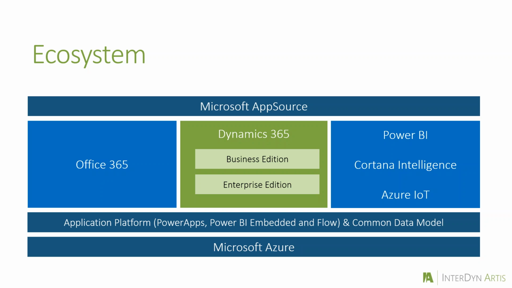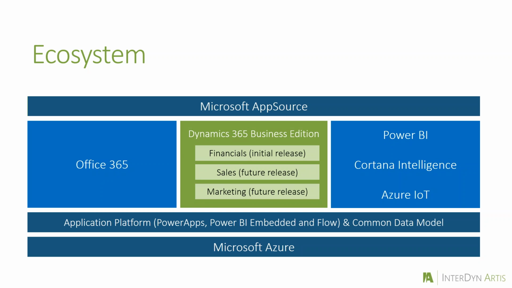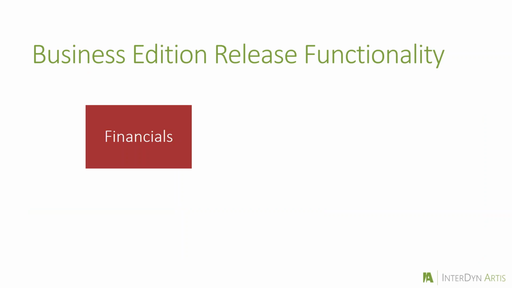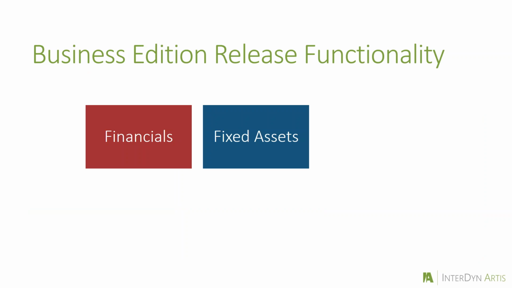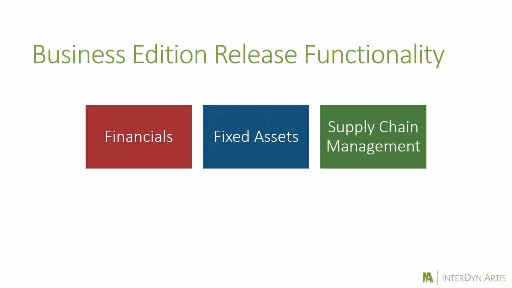And then, excitingly, on top of this, we all love apps, and there's going to be an app store just for Dynamics 365 called Microsoft AppSource. So I'll show you some examples of what's available there later. Now, this first release of Dynamics 365 is going to focus on financials. There's going to be sales, marketing, and some other parts that come out later. So let's take a specific look at all the Business Edition release functionality. It's going to start with financials. That's what we're looking at today. The fixed assets module is also coming, as well as supply chain management, sales orders, purchase orders, inventory. We'll show you a little bit of that today.